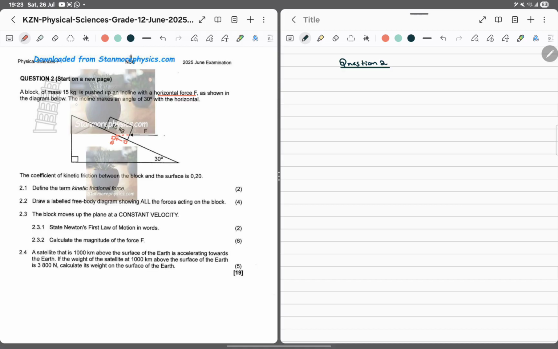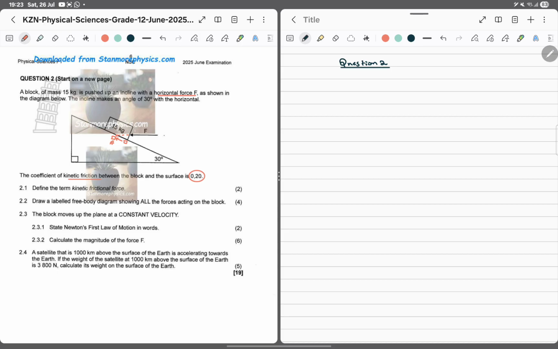Anyway, so it says the incline makes an angle of 30 degrees with the horizontal. The coefficient of kinetic friction between the block, can you see we're still talking kinetic friction as we have spoken about it in the MCQ sections. So that coefficient is 0.20. Remember, it does not have units. It's a ratio of forces there.